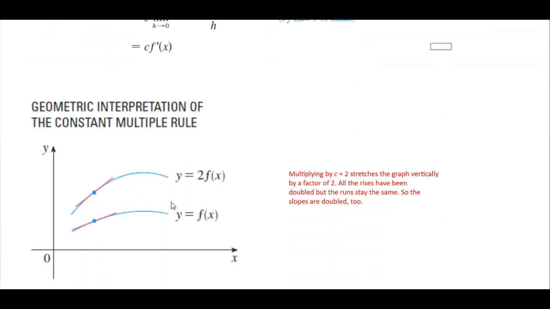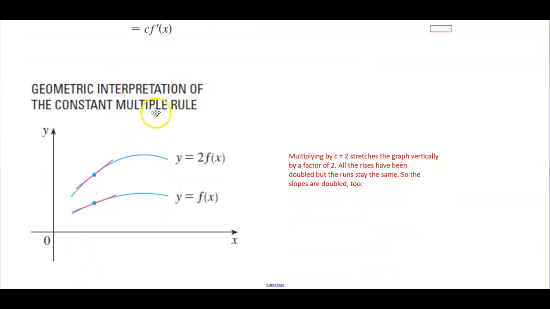Now, we also can take a look at the geometric interpretation of the constant multiple rule. Here we can see a curve, y is equal to 2 times f of x. Here is a curve where y is equal to f of x. So multiplying by c equals 2, what it does from this curve to this curve is that it stretches the graph vertically by a factor of 2. So all the rises have been doubled, but the runs stay the same. So the slopes are doubled too.